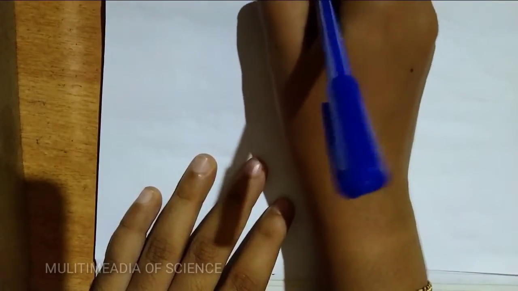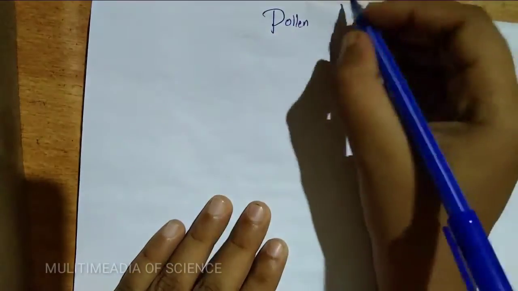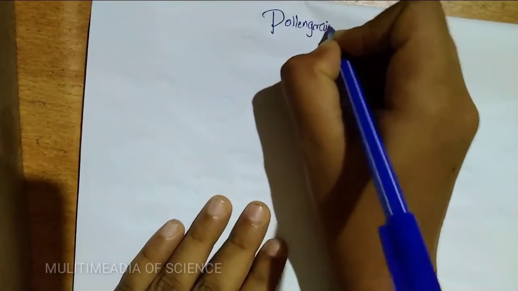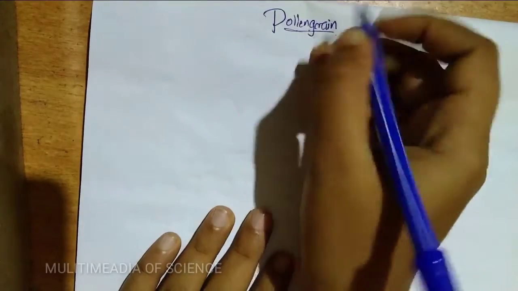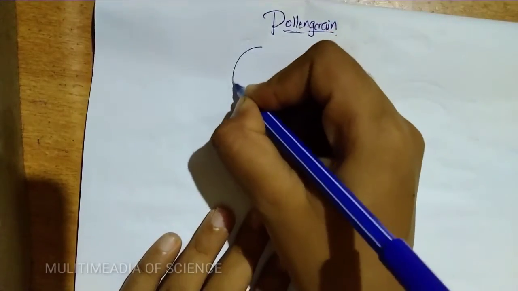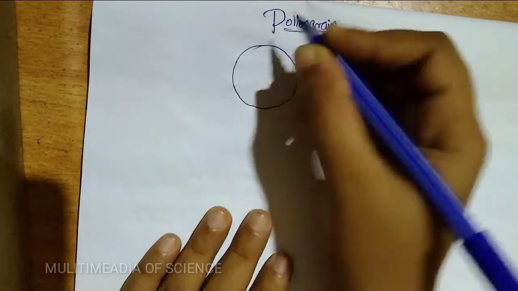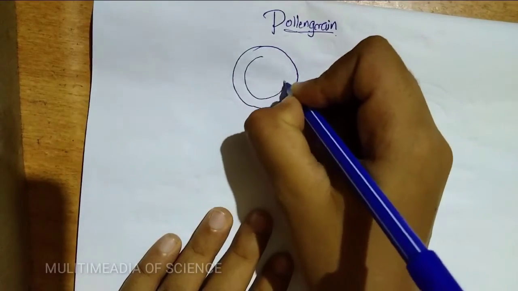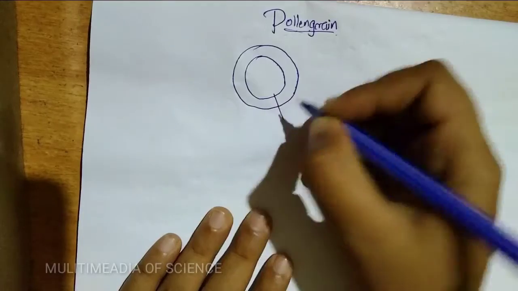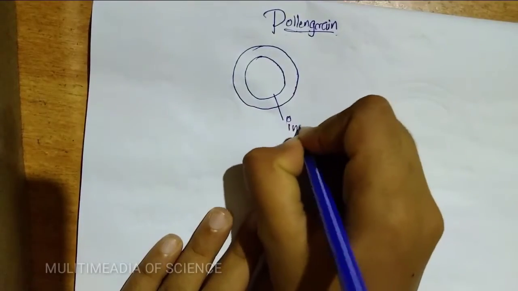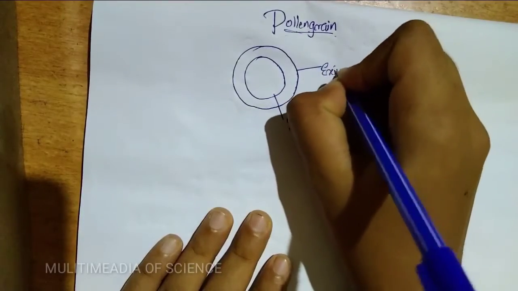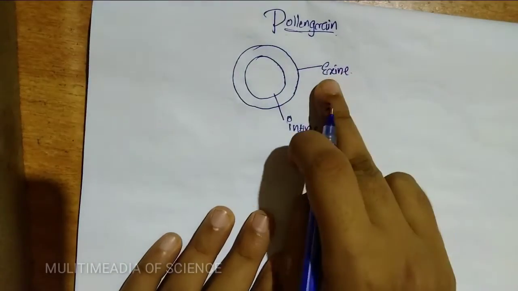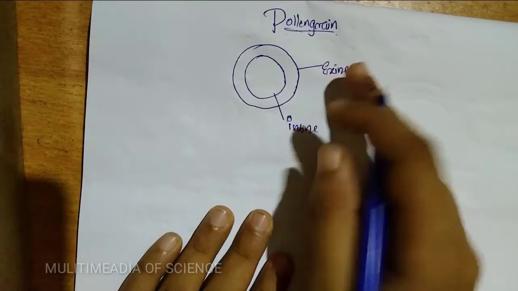Next we are dealing with the structure of the pollen grain. It is a very important topic, in the state syllabus also. The pollen grain consists of two layers, an outer layer and an inner layer. The inner layer is called the intine, and the outer layer is called the exine.